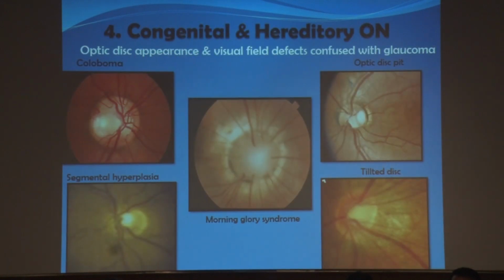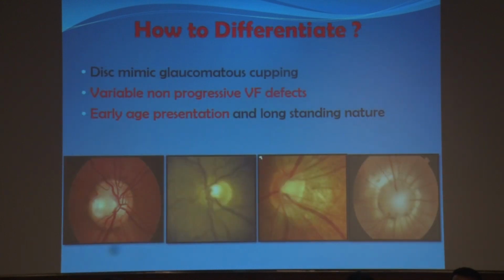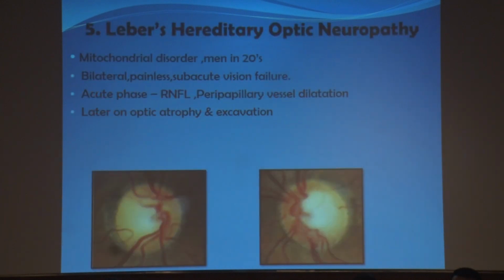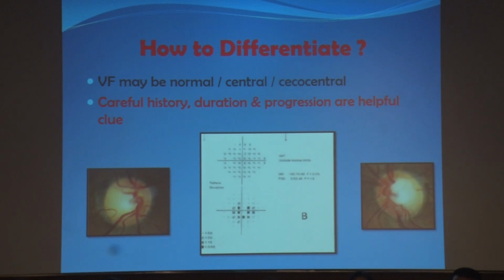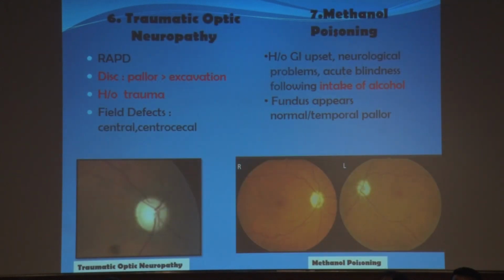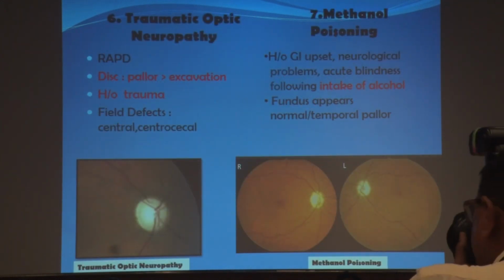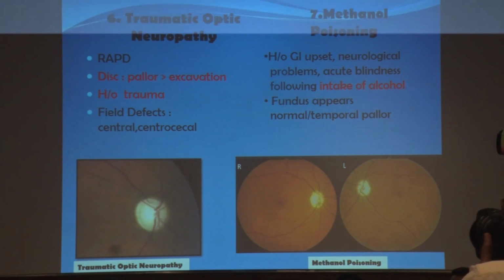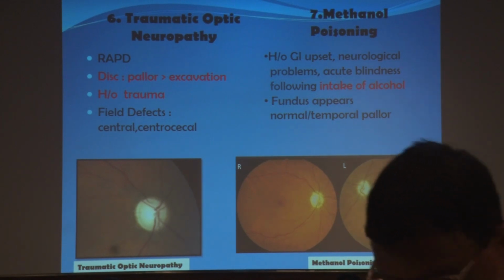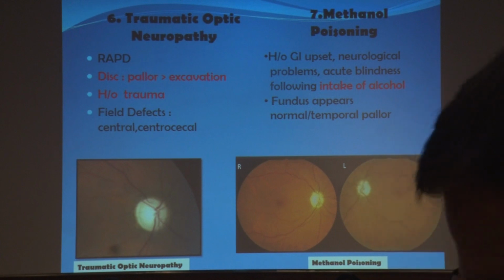Some of the other congenital and hereditary optic neuropathies can be differentiated on the basis of variable, non-progressive visual field defects and early age of presentation with a long-standing nature. In Leber's hereditary optic neuropathy, there should be a careful history; duration and progression are helpful cues. In traumatic optic neuropathy, disc pallor is more than excavation, and a history of trauma should be present. In methanol poisoning, there should be a history of alcohol intake.